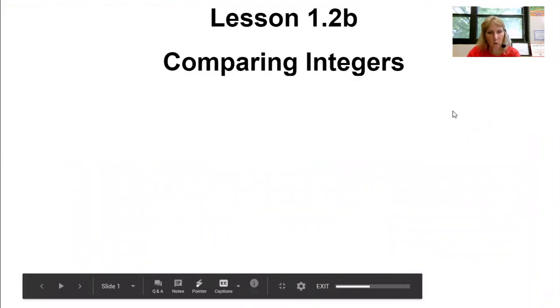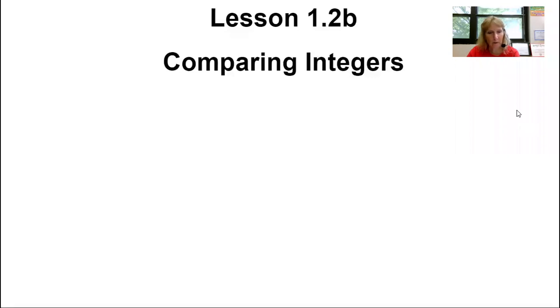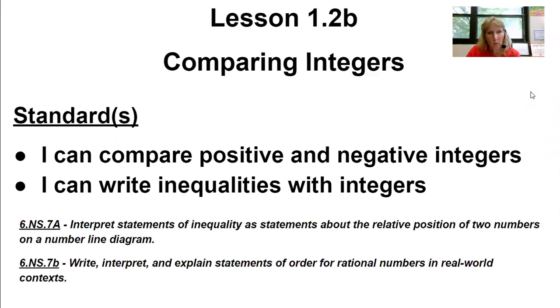Lesson 1.2b, comparing integers. The standards today are going to be: I can compare positive and negative integers, and I can write inequalities with integers. So we are working from standard NS7A and NS7B, interpreting statements of inequality as statements about the relative position of two numbers on a number line diagram, and 7B, write, interpret, and explain statements of order for rational numbers in real-world context.